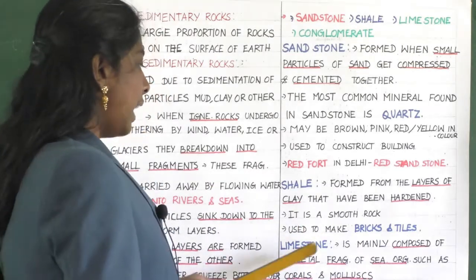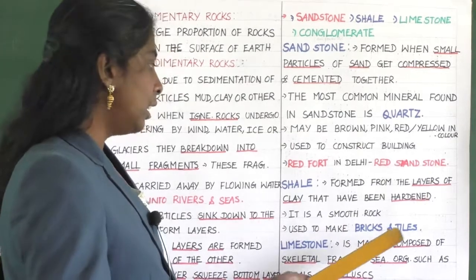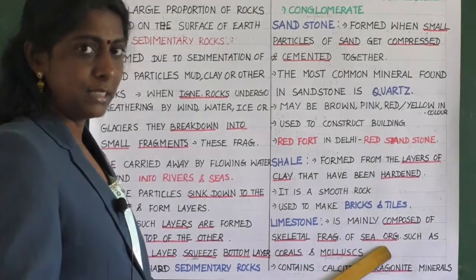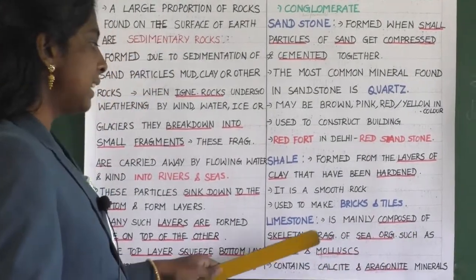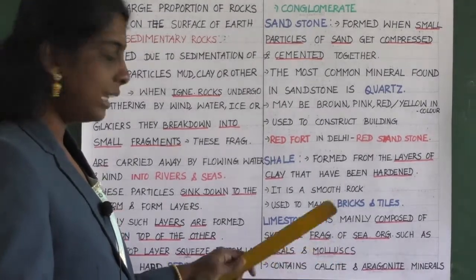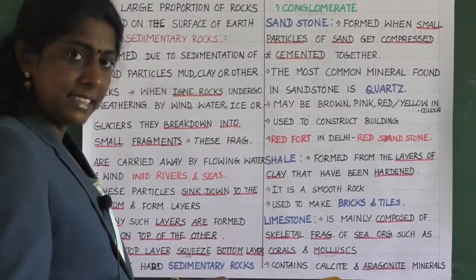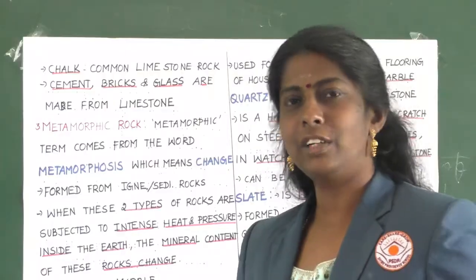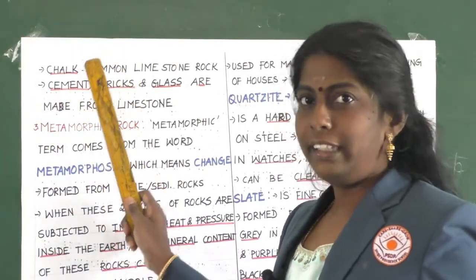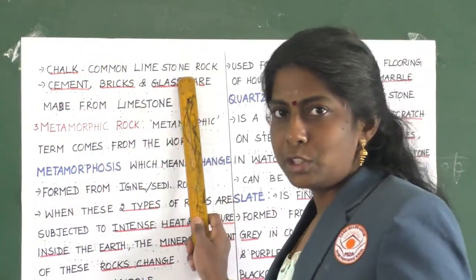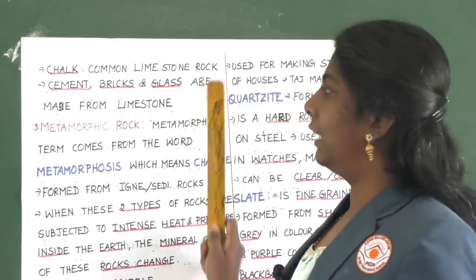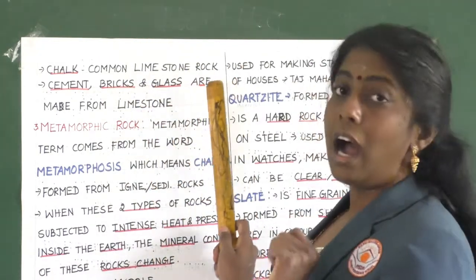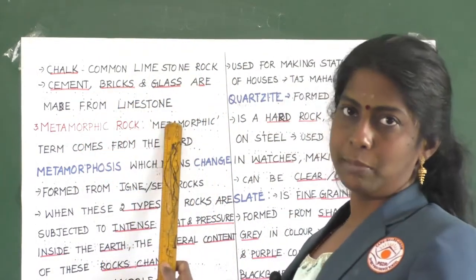Now about the third type, limestone. Limestone is mainly composed of skeletal fragments of sea organisms such as corals and mollusks. It contains calcite and aragonite minerals. Clear, children? Chalk is the common type of limestone rock. Cement, bricks and glass are made from limestone.